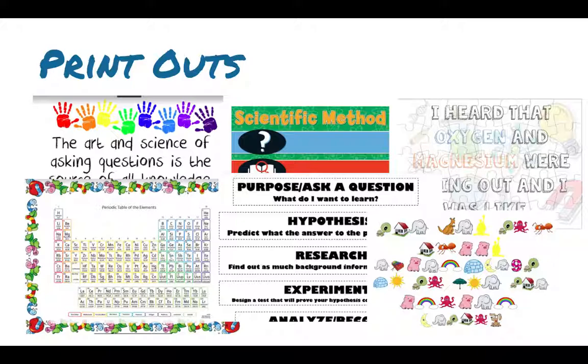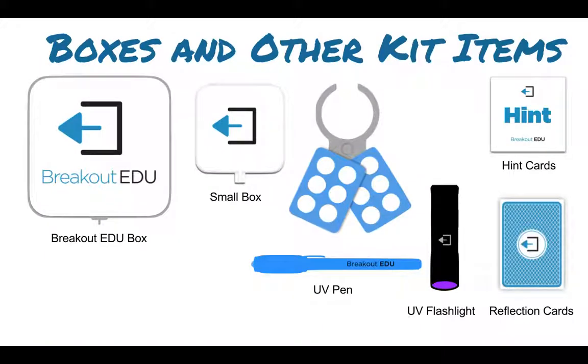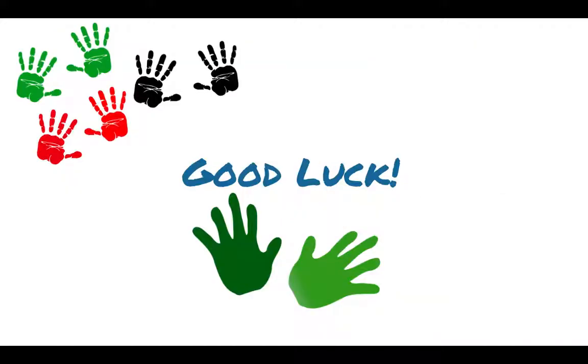These are the printouts for most of the locks. There are other extra ones, but these are just the main ones that you'll see. The other things that you're going to need are the UV pen, the UV flashlight, reflection cards, hint cards, hasp block, as well as the small box and the BreakoutEDU box. Good luck!